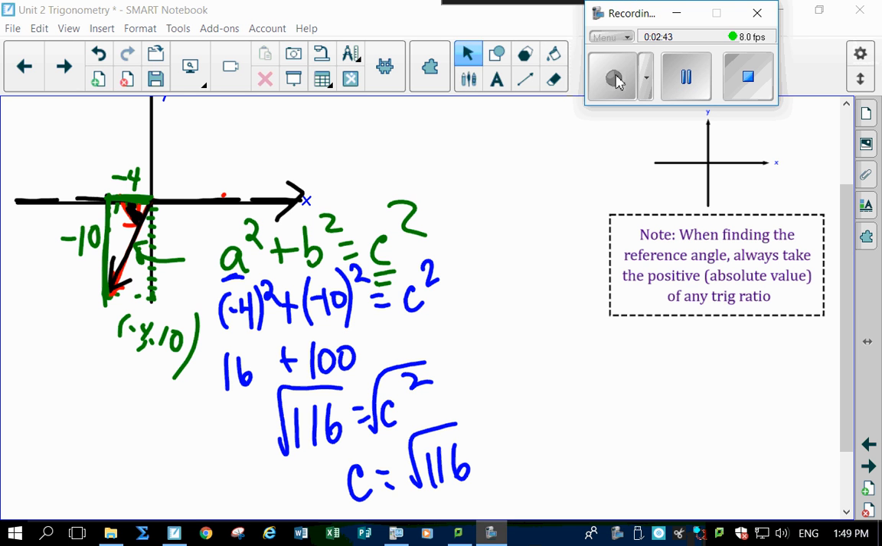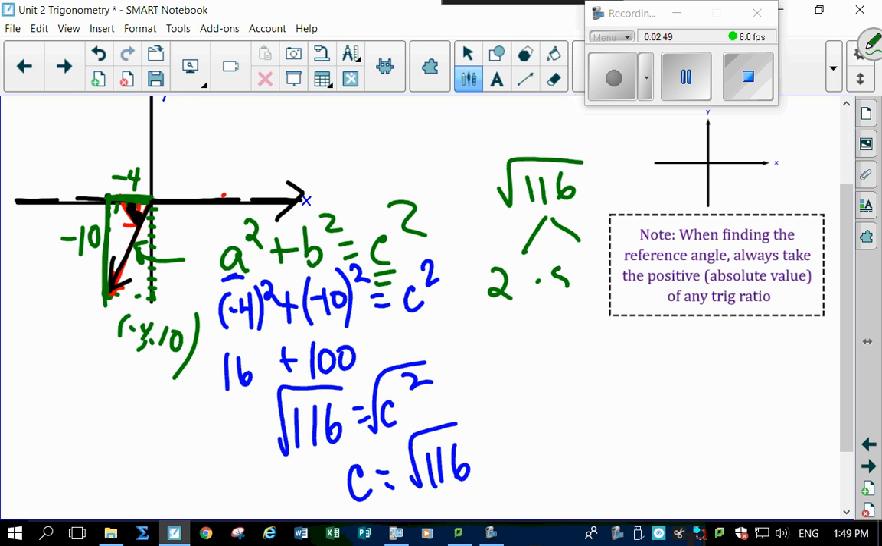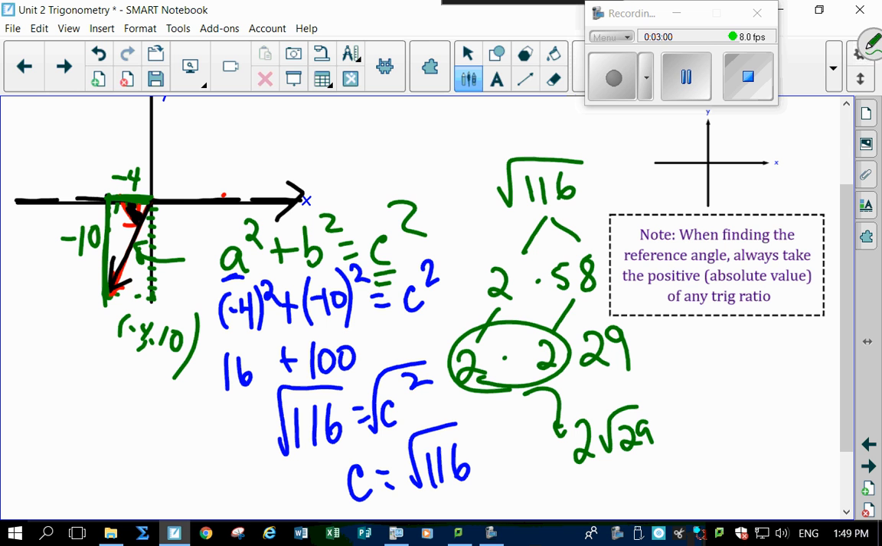Now I'm wondering if we can reduce 116. Let's try. The square root of 116, reduce that. Wouldn't that be 2 times 58? Wouldn't that be 2 times 29? Aha! There's your pair. So as a matter of fact, this is 2 root 29. Do you remember how to do that? You might want to go back to the radicals unit and check that out. So your hypotenuse is 2 root 29.